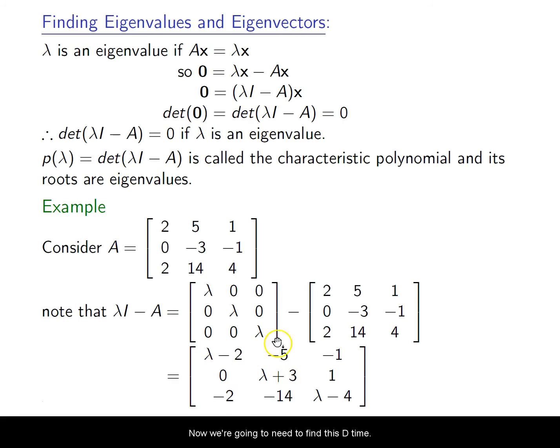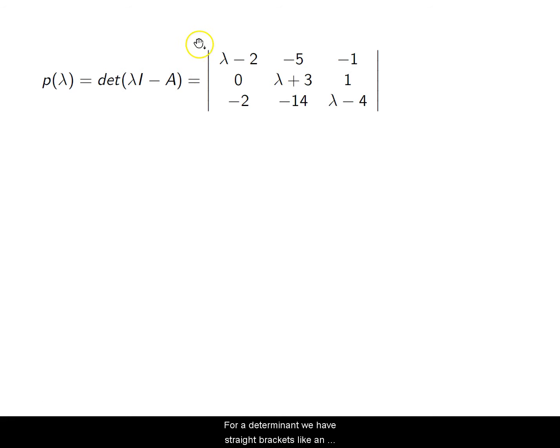Okay. Now we're going to need to find this determinant. Our notation for determinant is not the same as the notation for a matrix. A matrix has square brackets. For a determinant, we have straight brackets, like an absolute value sign. So my characteristic polynomial, p of lambda, is the determinant of that matrix that we just found. So I need to find this determinant. I put it in the proper brackets so that my readers or watchers know that we are going to take a determinant.